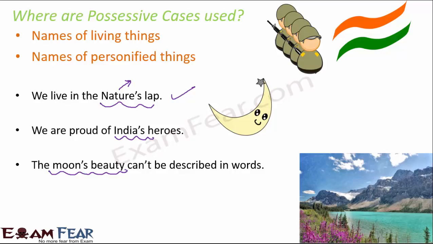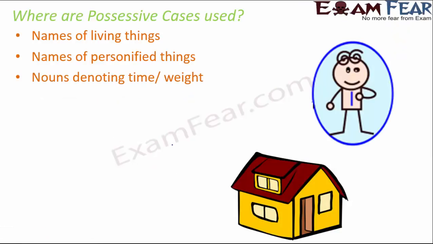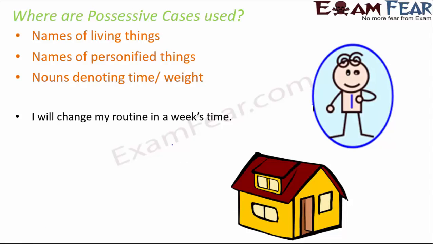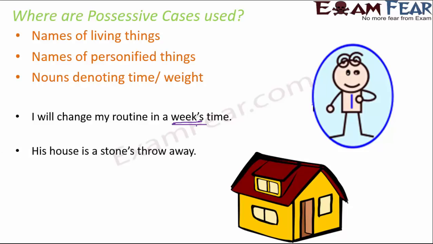So here moon has been personified and therefore moon's beauty again is the correct word to use. The next set would be nouns denoting time or weight. For example, I will change my routine in a week's time. In that case also we can use possessive case because a week is denoting a time, or in a year's time, in a month's time. His house is a stone's throw away. So a stone's throw. What is this?